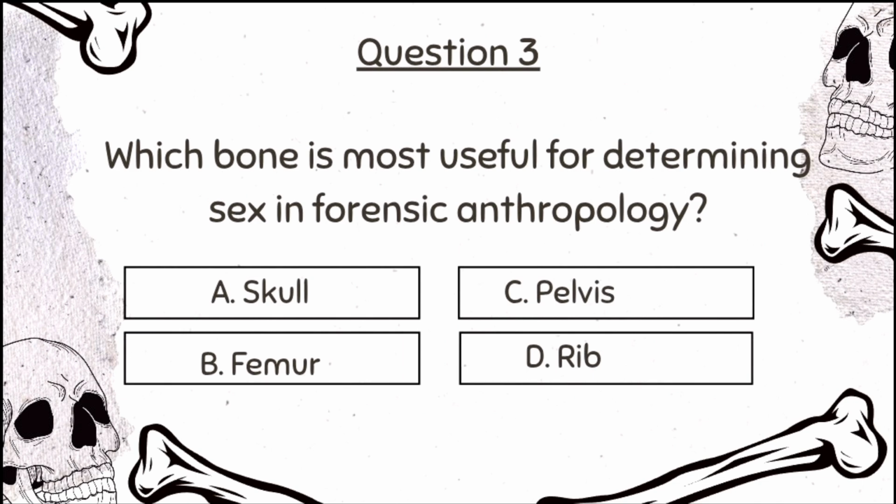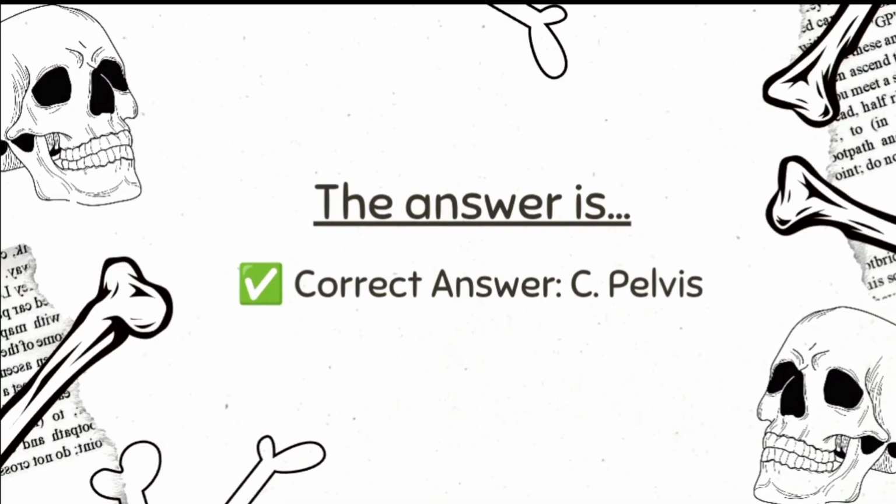Now, question number 3. Which bone is most useful for determining sex in forensic anthropology? Option A, skull, option B, femur, option C, pelvis, option D, rib. And for this question, the correct answer is option C, pelvis.